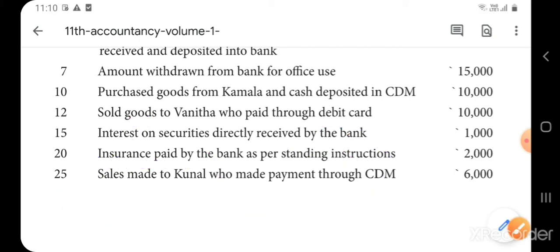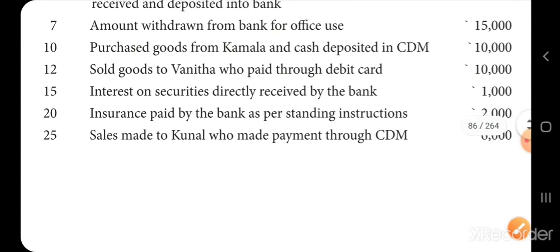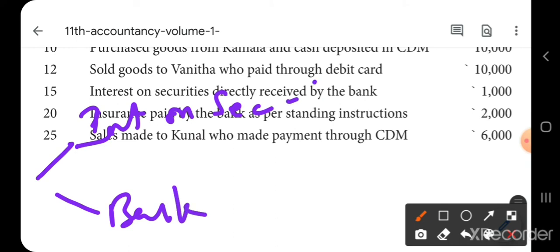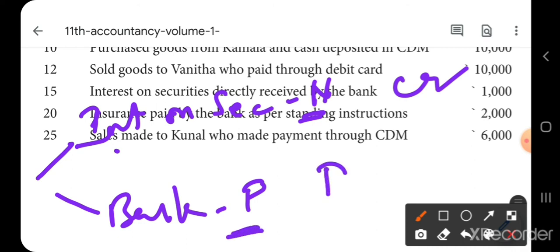Okay. Next one, interest on securities directly received by the bank. What are the accounts involved? Interest on securities and bank. Interest on securities is a nominal account. Bank is a personal account. Nominal account, credit all incomes and gains. You are receiving interest on the securities. So credit all incomes and gains. Okay. And who is the receiver? Debit the receiver. The bank is receiving. Okay. So debit the receiver. Entry will be bank account debtor to interest on securities account.